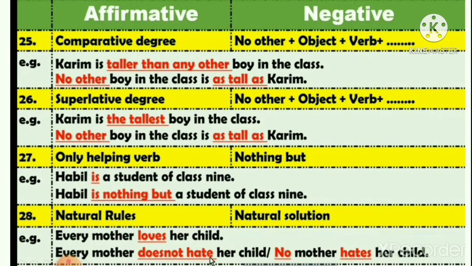Karim is taller than any other boy in the class. This is comparative degree, so negative will be, no other boy in the class is as tall as Karim. And superlative degree form, Karim is the tallest boy in the class, so the negative will be, no other boy in the class is as tall as Karim.